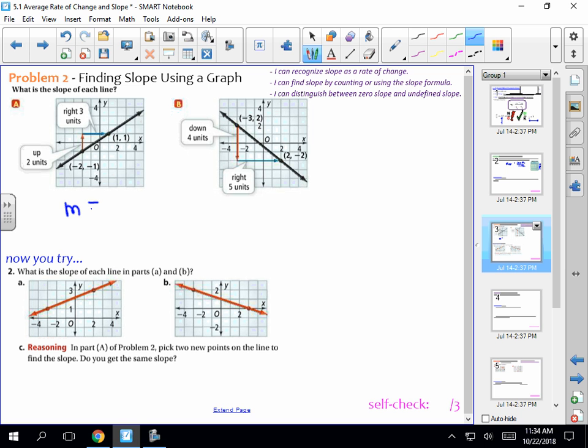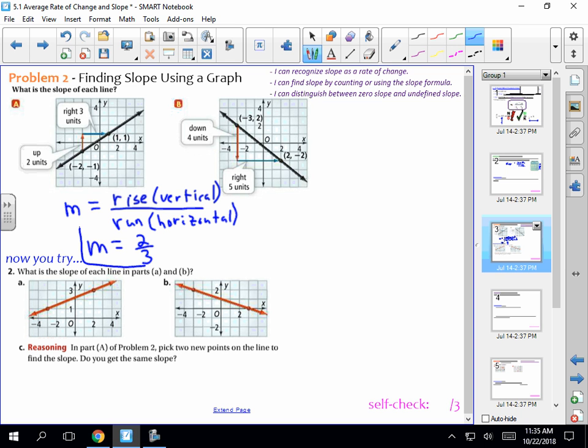So we're going to use M for slope. If this is a positive slope and I go up 2 units, that's the vertical rise. The vertical part goes on the top over the run, which is the horizontal part on the bottom. So it's always like that. In this case, M is equal to, we go up 2 and over 3. So that's my slope for the first one.